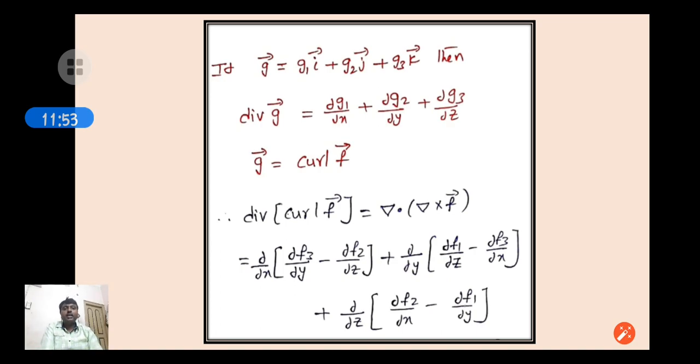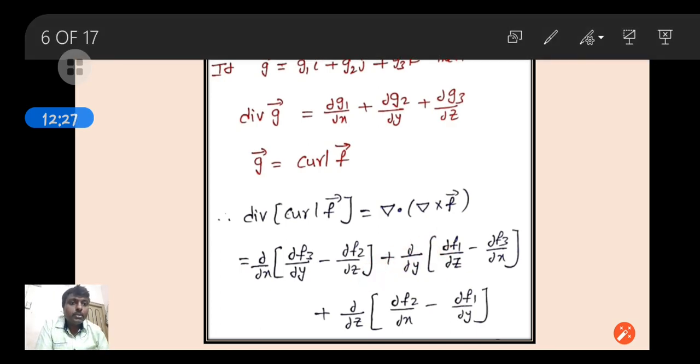Now applying divergence, div of curl f bar is equal to del dot del cross f bar, that is equal to dou by dou x of g1, the component of i bar, that is dou f3 by dou y minus dou f2 by dou z, plus dou by dou y of the component of j bar, that is dou f1 by dou z minus dou f3 by dou x, plus dou by dou z of dou f2 by dou x minus dou f1 by dou y.